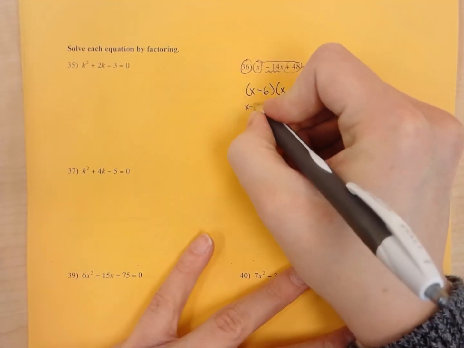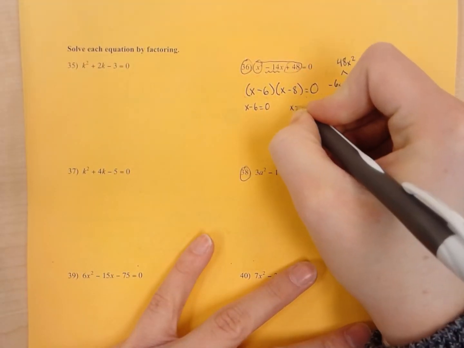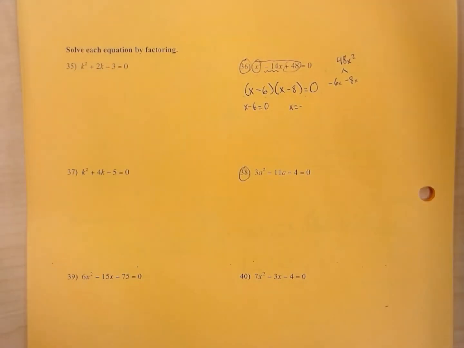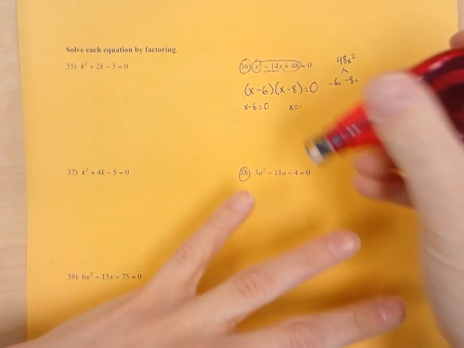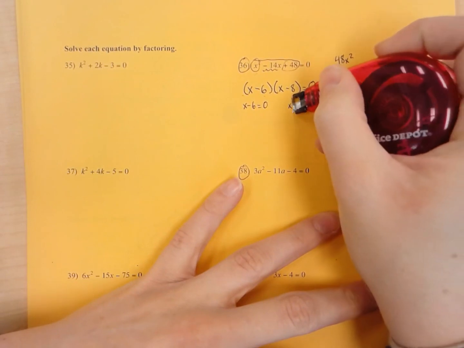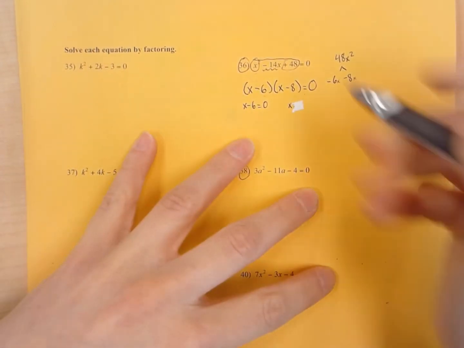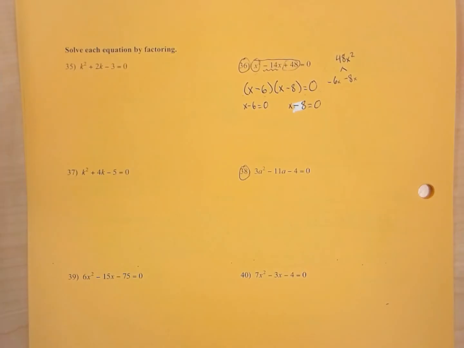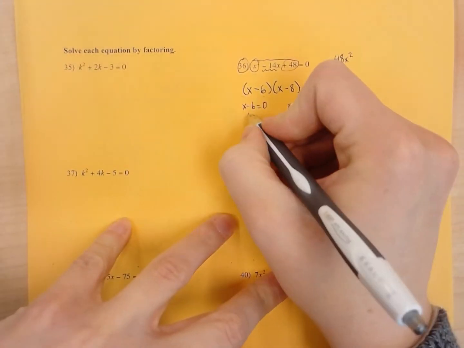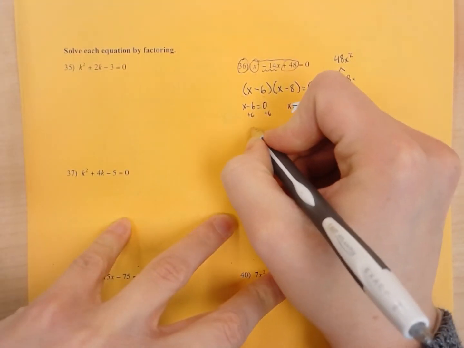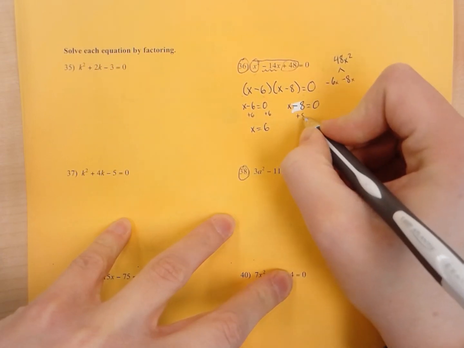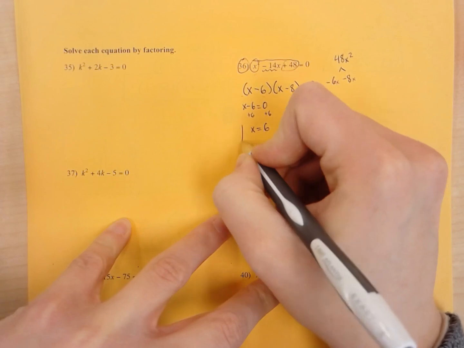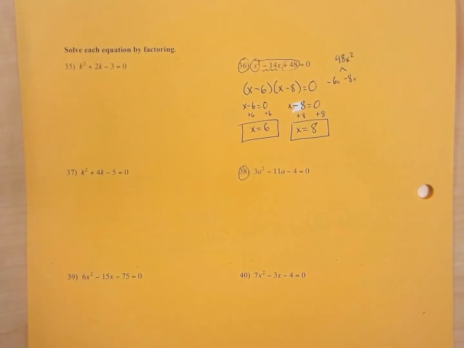So I know that either x minus 6 equals 0 or x minus 8 equals 0. And now I'm just trying to get x by itself. So we add 6 over here and I get x equals 6. I add 8 and I get x equals 8. And that's all it is.